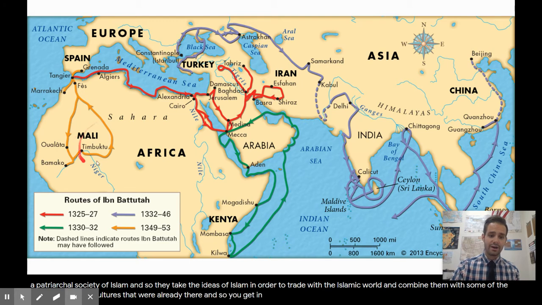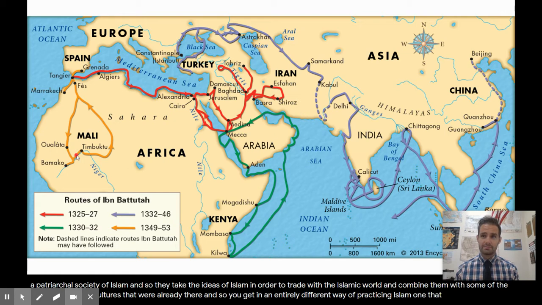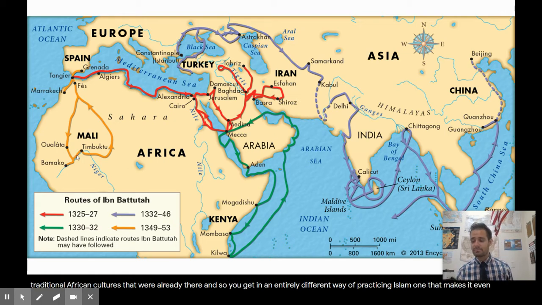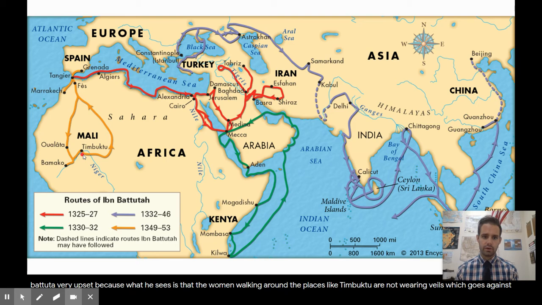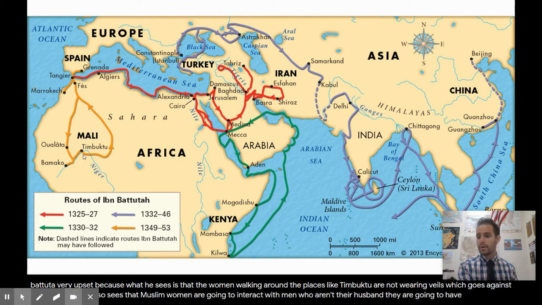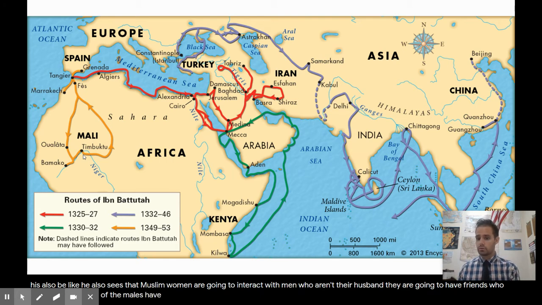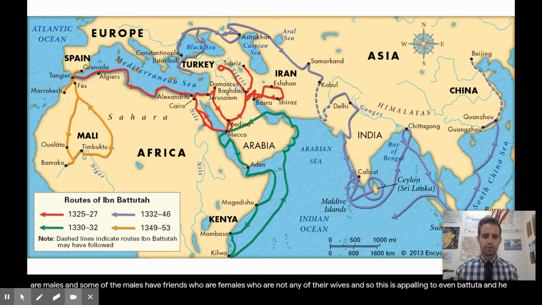And so you get an entirely different way of practicing Islam, one that makes Ibn Battuta very upset because what he sees is that the women walking around places like Timbuktu are not wearing veils, which goes against his idea of what a good Muslim woman is supposed to be like. He also sees that Muslim women are going to interact with men who aren't their husband. They are going to have friends who are males, and some of the males have friends who are females who are not any of their wives. And so this is appalling to Ibn Battuta, and he very much looks down upon them.